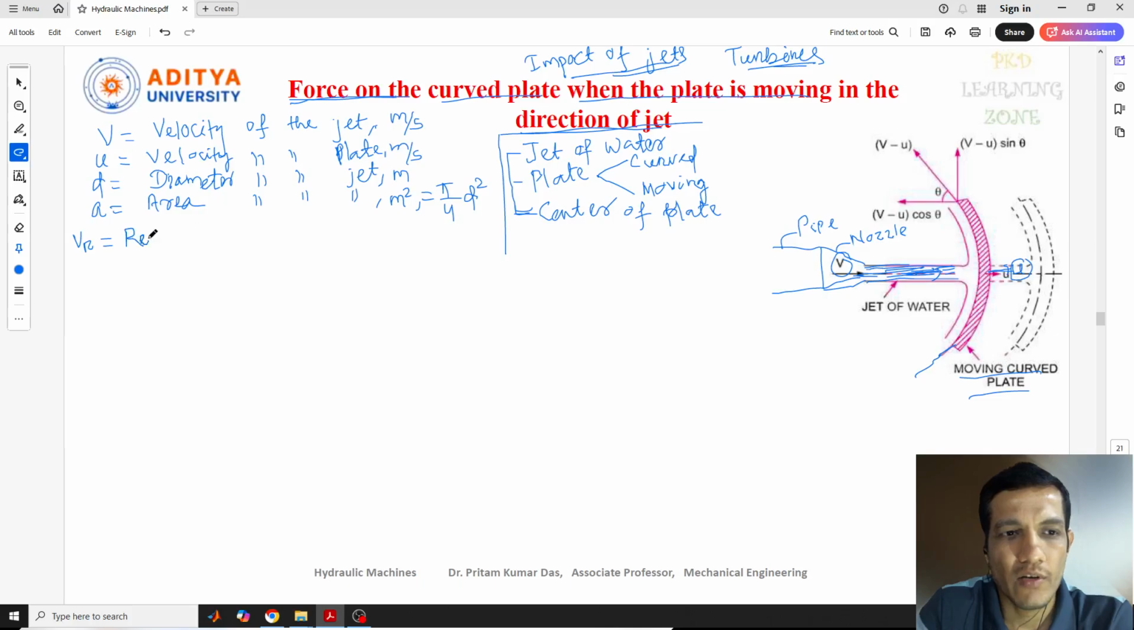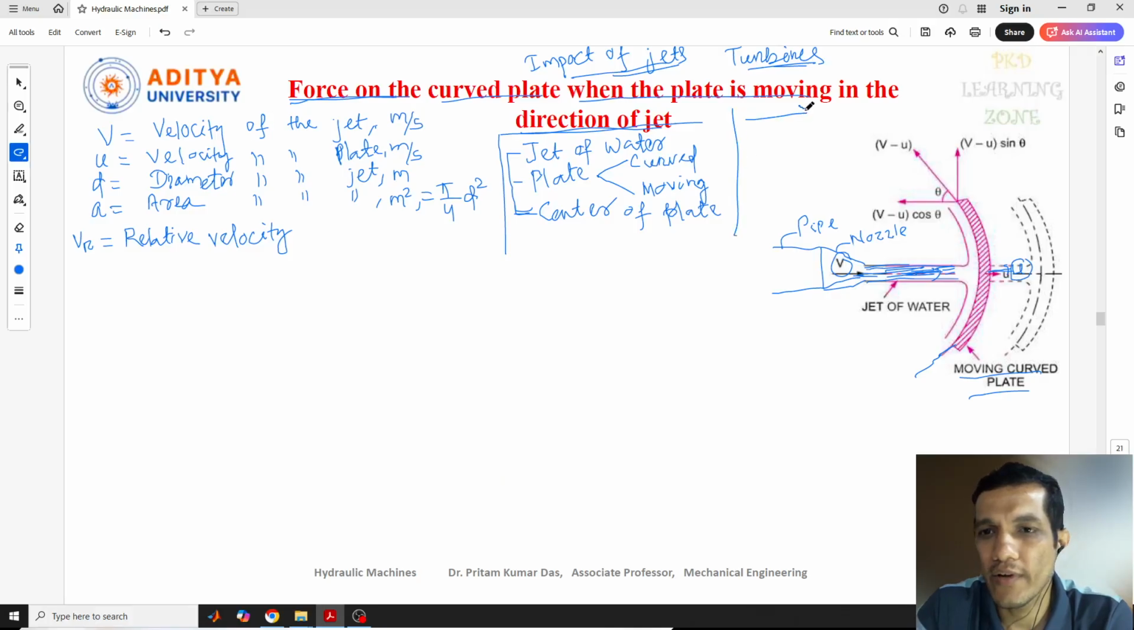A term called relative velocity needs to be considered here. The concept of relative velocity we have already discussed previously. Relative velocity is nothing but the velocity of an object observed from the perspective of another object. That means one object is the plate, another object is the jet.